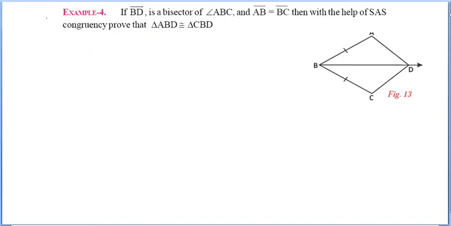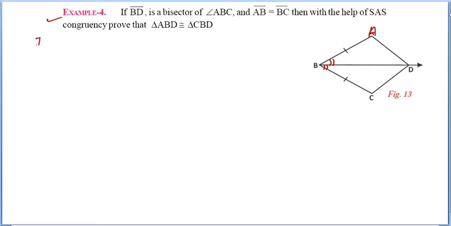Let us see example 4. BD is the bisector of angle ABC. That means this angle and this angle are always equal. It is given. And AB is equal to BC, also given. Now, with the help of SAS congruence, prove that the triangles are congruent.